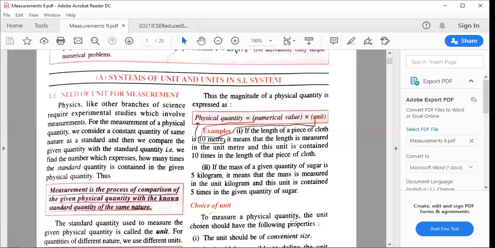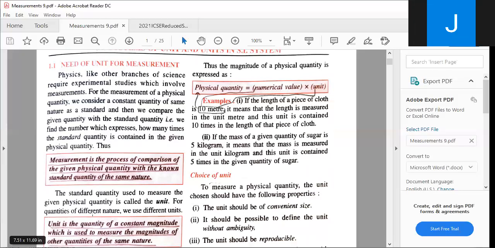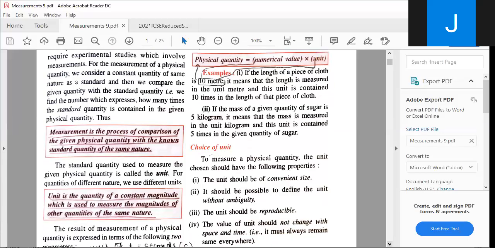Okay, so the standard quantity we have already seen, used to measure the given physical quantity, is called a unit. The standard quantity used to measure is called a unit. So for quantities of different nature, for example length has a different unit, time has a different unit. Okay, so for different quantities you will have different units. So what is a unit? It is the quantity of a constant magnitude used to measure the magnitude of other quantities of the same nature.